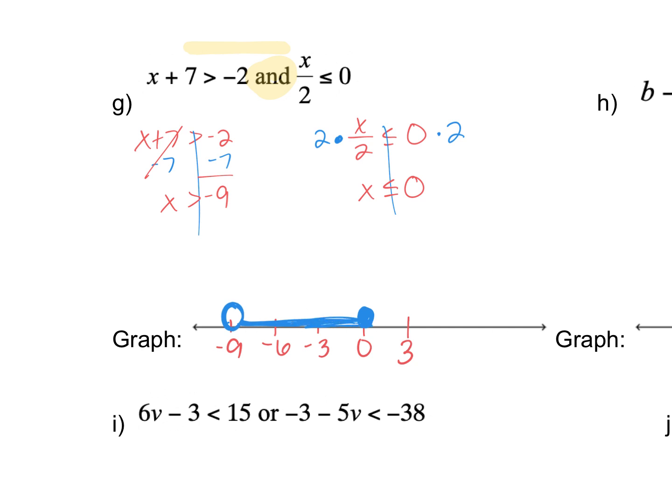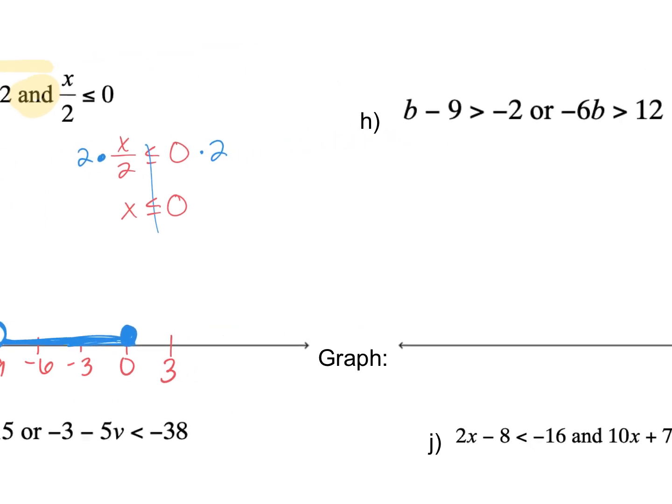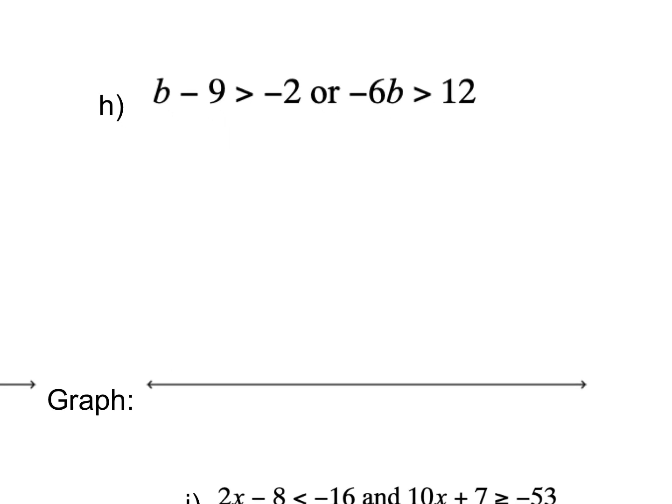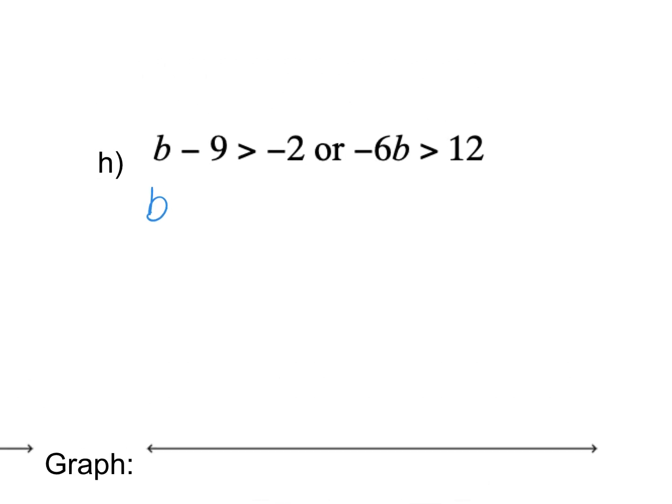Hey, that's what we predicted up above, right? We said, hey, it's an and, they should come together. There's your answer. All right, let's do this one. So it's the same thing. So we have two separate ones, but this time it's an or. So that tells you they should be going in opposite directions, but let's see if that happens.